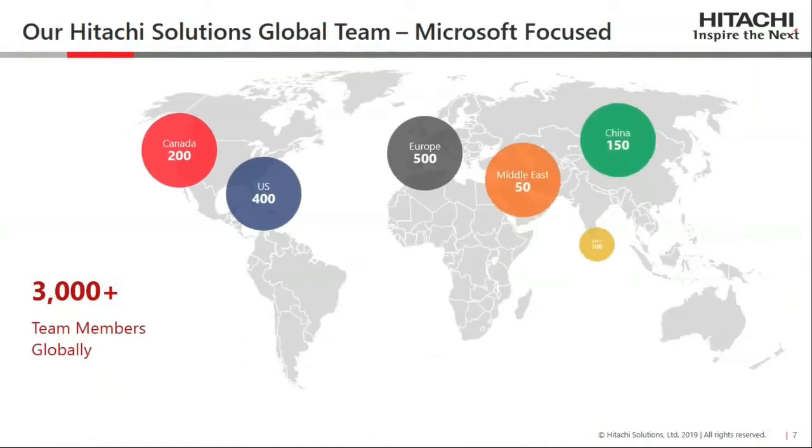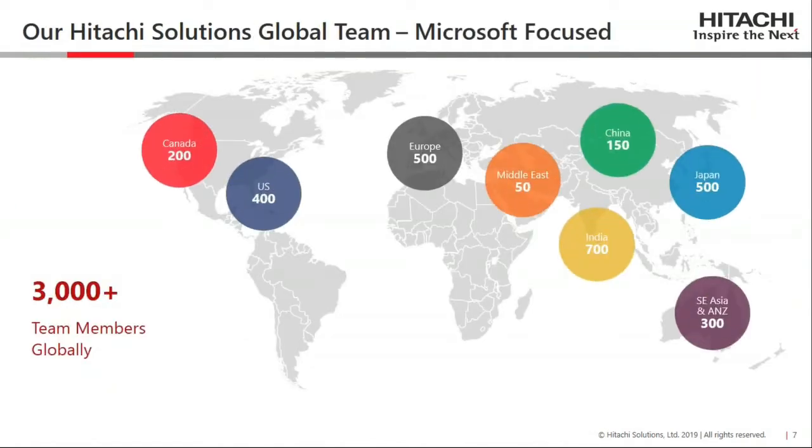So for Hitachi Solutions Limited, this is how big our group is. In that 3,000 members, the biggest would be in India, which is our global delivery center. And we also have offices. We are quite big in Japan, in Europe, followed by the US. And then, of course, the group that I belong to, the purple dot, which is Southeast Asia and ANZ. There are about 300 employees in that workforce.